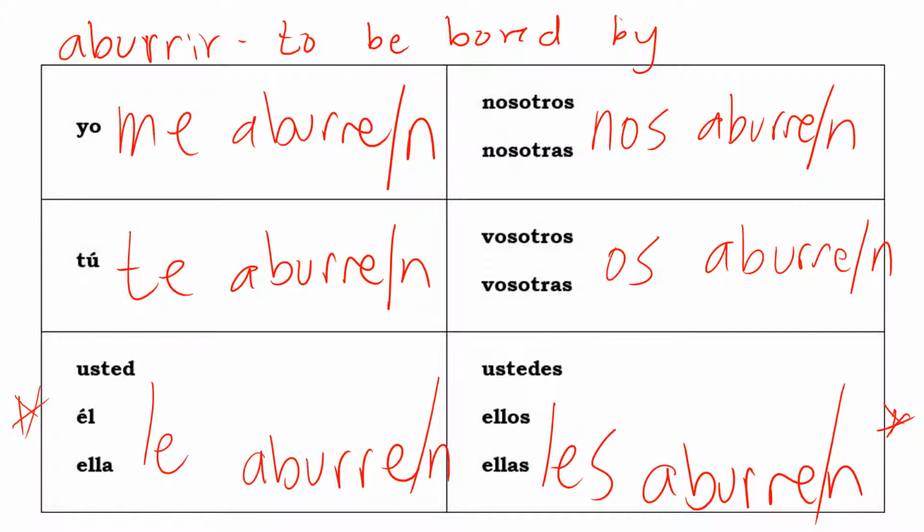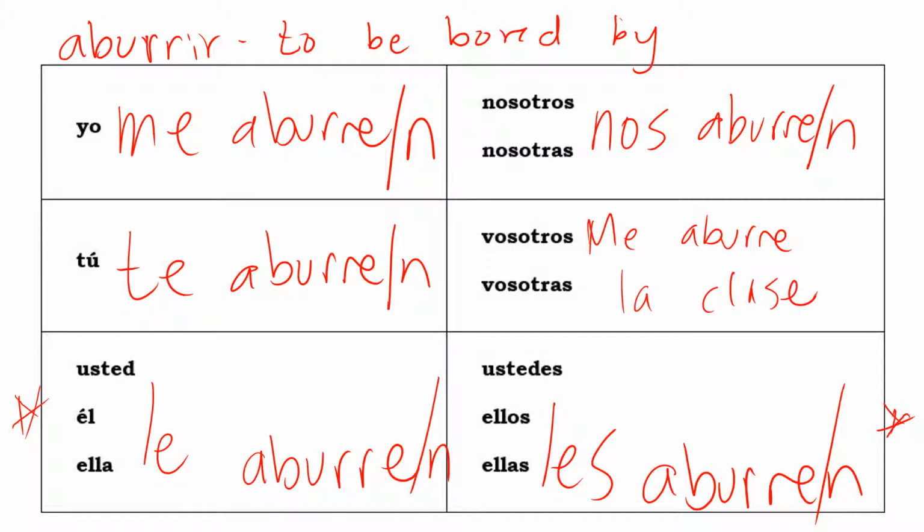An example. As usual, I'll use my vosotros box since that one's never going to be on a test. If I want to say, I am bored by the class, me aburre la clase. The reason this is backwards is because the class is boring to me. The class is singular, which is why we use aburre, and I am the person who is bored by the class.